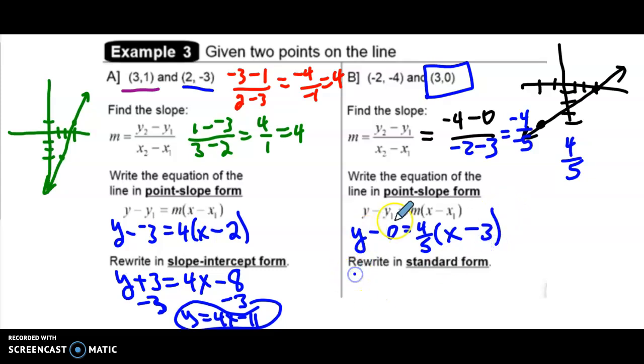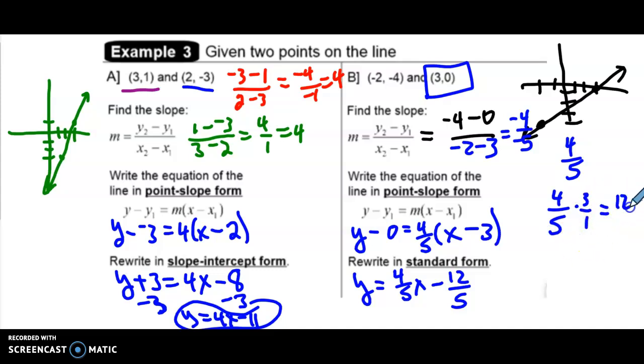I'll distribute. y minus 0, well, that's just y. So I have y equals 4/5 x minus 4/5 times 3 is 12/5. Don't take the 4/5 times 3, you just take 4 times 3, not the 5 times 3, okay? It's 4/5 times 3 over 1. That's 12 over 5, okay? Oh, sugars, they want it in standard form. I didn't notice that.